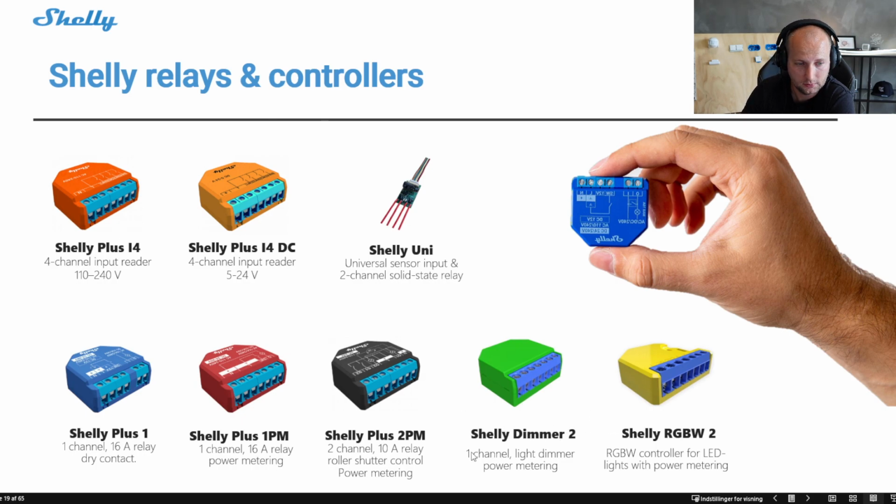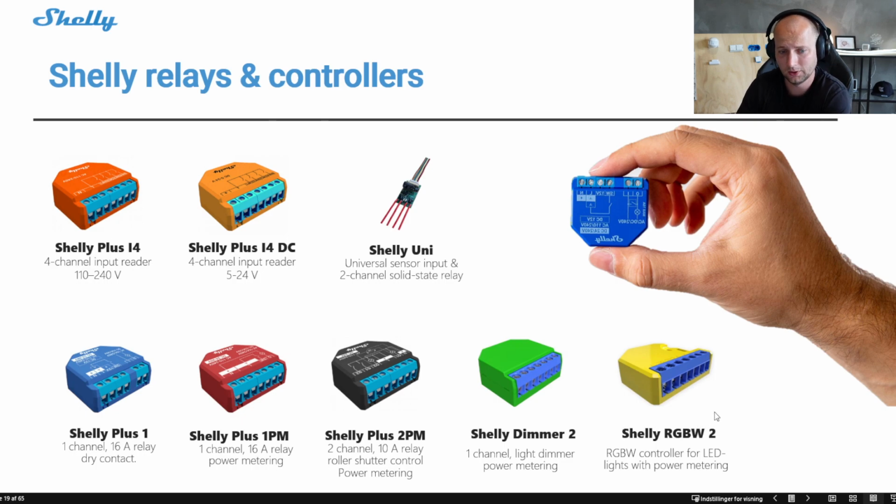Shelly Dimmer 2 is, as it says, a dimmer. It's a single channel dimmer, leading edge and trailing edge, so you can control different kinds of halogen lights and LED lights and so on. You can add up to 200 watt connected power, and it has built-in power metering as well.